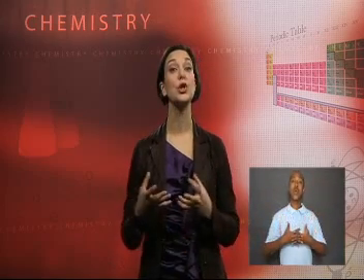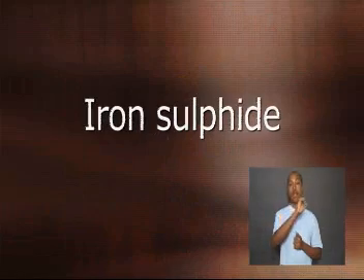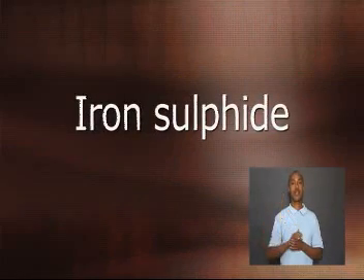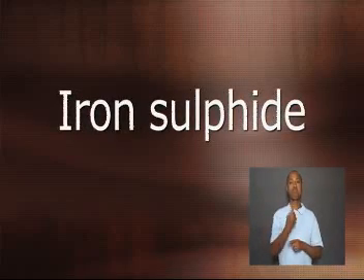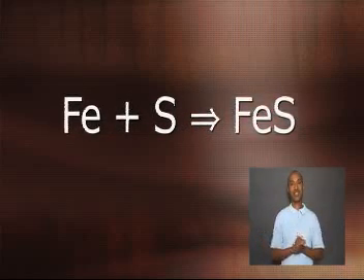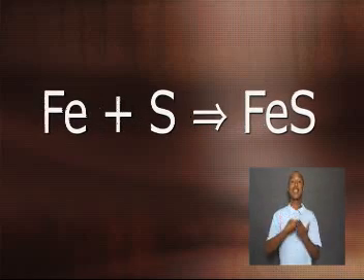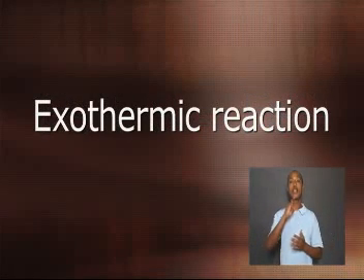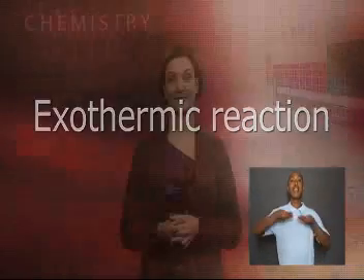Good for you. The compound produced by the combination reaction of iron and sulfur is iron sulfide. Of course, it needed a little help from some heat. The formula for this reaction is this. And this combination reaction is an exothermic reaction because it releases heat.